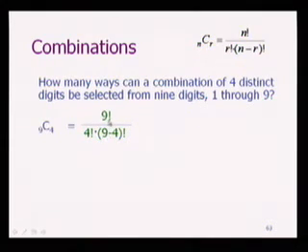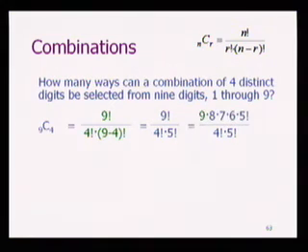So it's 9 factorial divided by 4 factorial times (9 minus 4) factorial. And of course, 9 minus 4 is 5. Then what I would do is expand this 9 factorial to 9 times 8 times 7 times 6 and stop at 5 factorial. So 5 factorial and 5 factorial cancel. They're a common factor. And 4 factorial is 4 times 3 times 2 times 1.